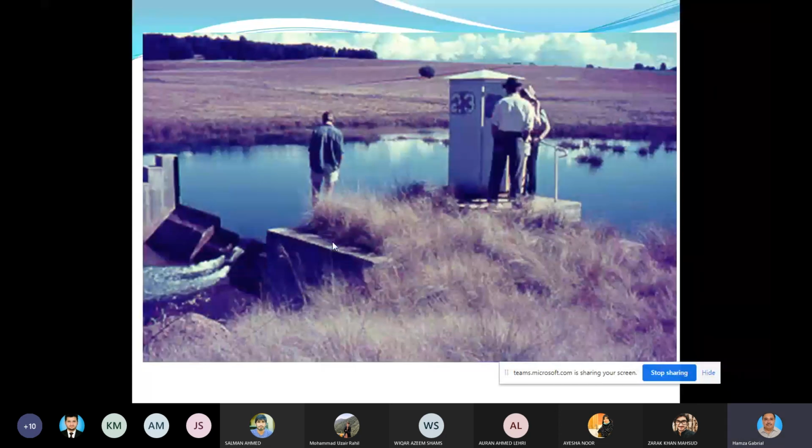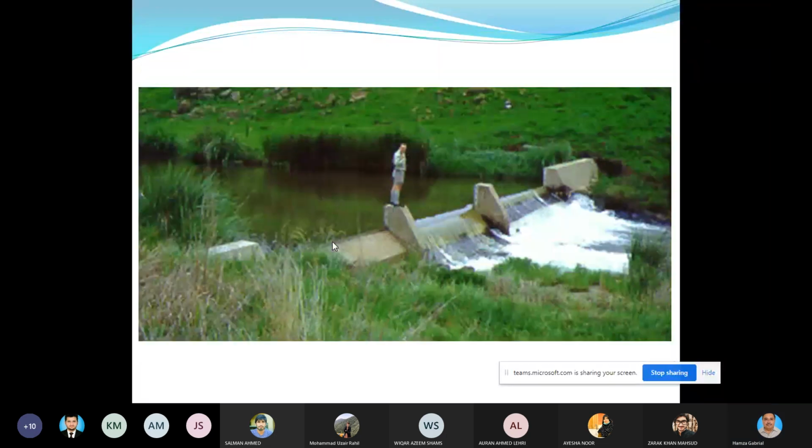Here is another photograph. It also shows you the stilling well in which the water level recorder has been placed. So I will discuss it in the coming slides. So this photograph again shows you two weirs through which the water is being routed, and just measuring the head, you can determine the discharge.